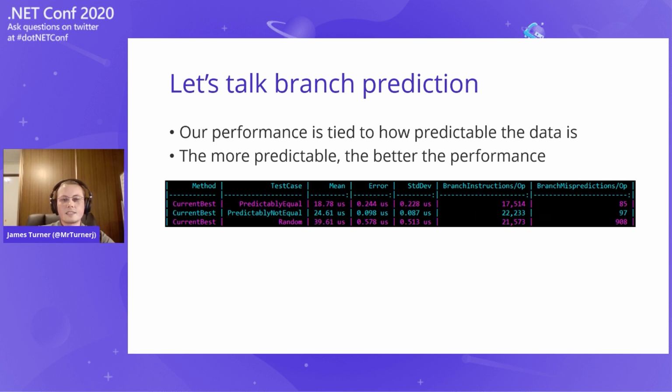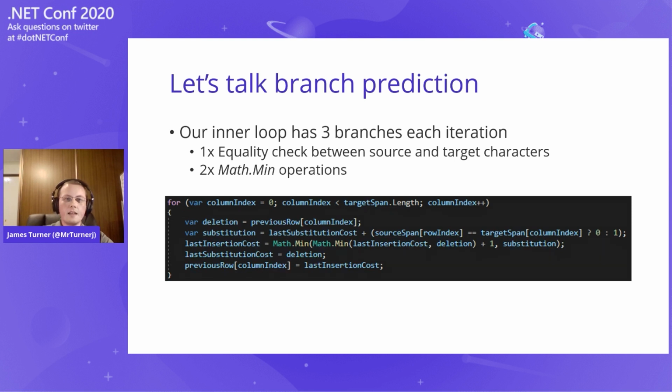What we can see though is that our slowest test case, the one with random data, has the most branch mispredictions. As a reminder of our branching situation, this is our inner loop of the calculation logic. We have 3 branches, one for checking the characters between the 2 strings and 2 for doing the minimum value logic. These branches are run on every iteration of the loop.